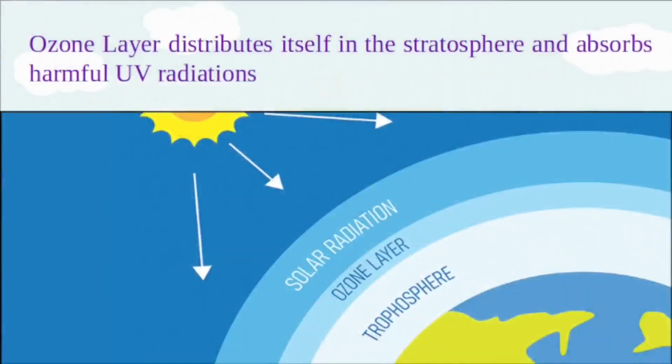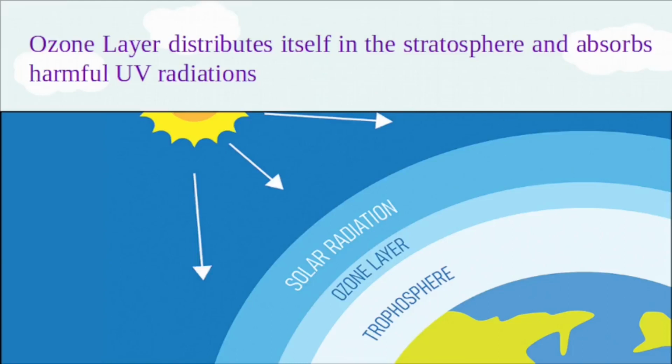Ozone, thus formed, distributes itself in the stratosphere and absorbs harmful ultraviolet radiations of 200 to 320 nanometer wavelength and is continuously being converted back to molecular oxygen. Absorption of UV radiation results in heating of stratosphere. The net result of this reaction is an equilibrium concentration of ozone.